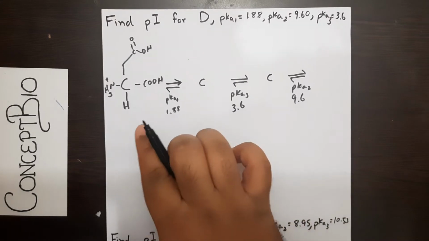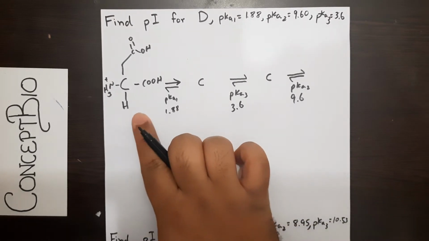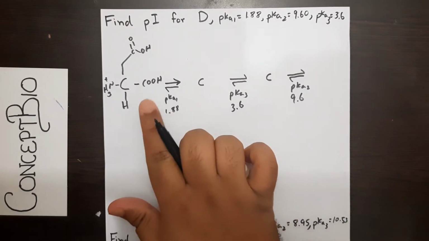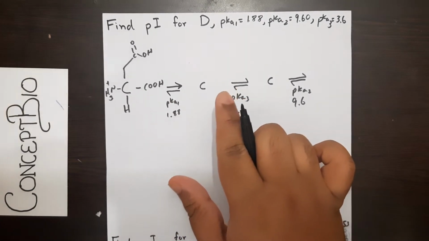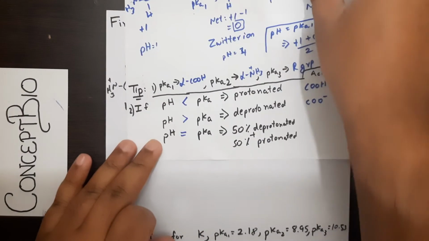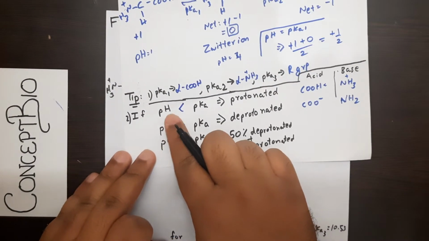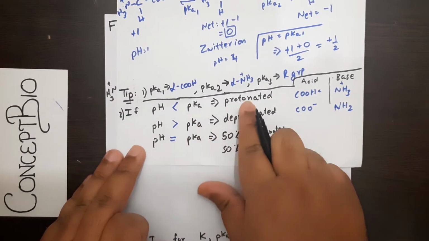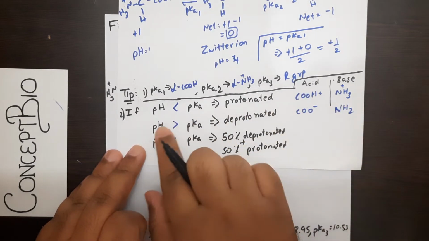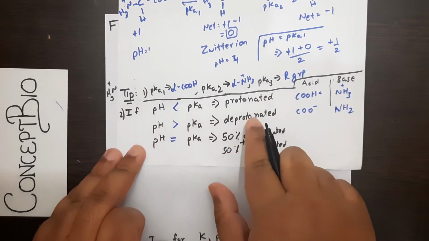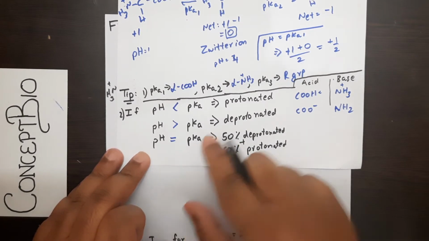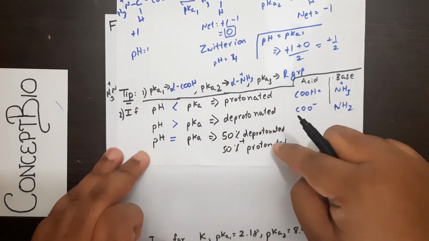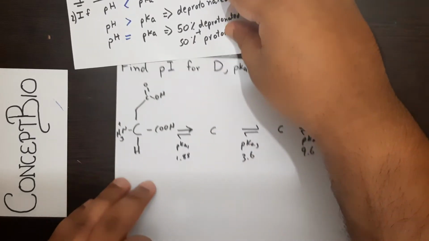Now we are going to start increasing the pH such that it slightly increases from below pKa1 to above pKa1. So if you remember from my previous video, there are 3 criteria that you have to remember. If pH is less than pKa1, the group gets protonated. If pH is greater than pKa1, it gets deprotonated, and if pH is equal to pKa, it gets 50% deprotonated and 50% protonated. So let's begin.